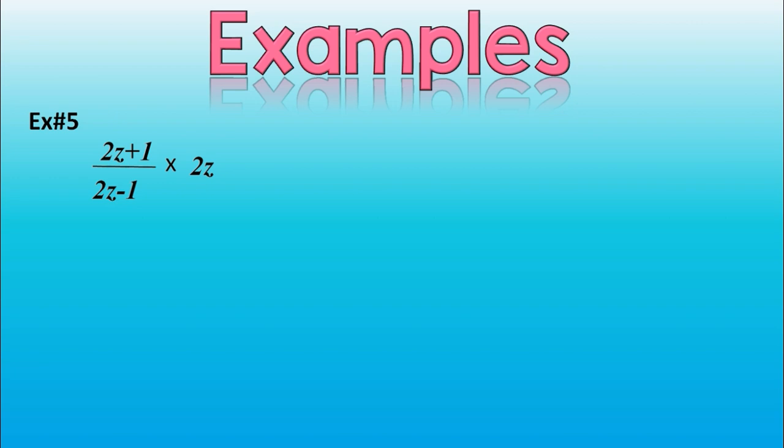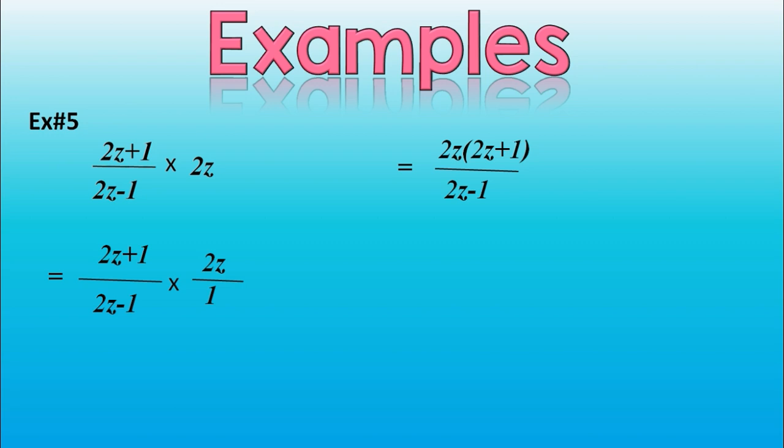Example number 5. In this example, you can see that an algebraic fraction is multiplied to the product 2z. 2z means that it has 1 as a denominator. After multiplying both the numerators together, following the second method of expanding algebraic expressions, we will get the answer, which is 4z squared plus 2z over 2z minus 1.